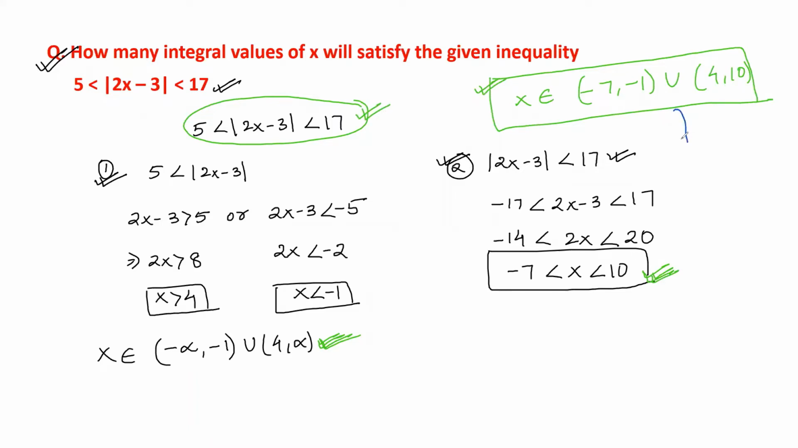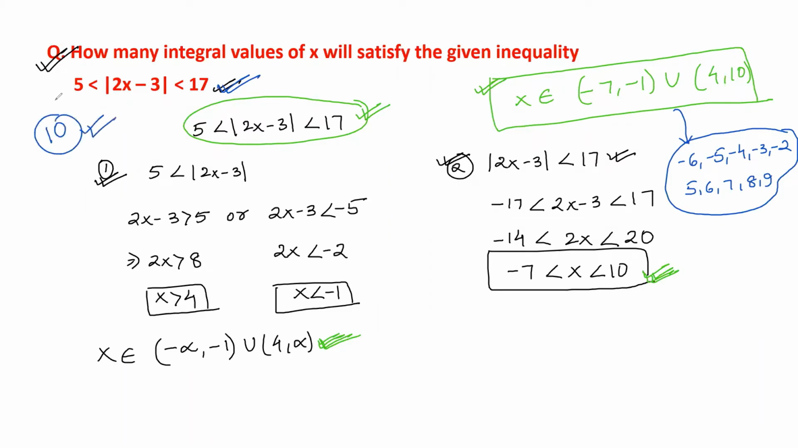So the integral values of x between this range would be minus 6, minus 5, minus 4, minus 3, minus 2. And between 4 and 10, this would be 5, 6, 7, 8, and 9. So altogether, we can see that there are 10 integral values of x for which this inequality holds true. So there would be 10 integral values of x which would be satisfying this inequality.